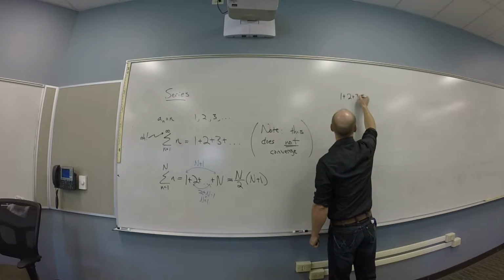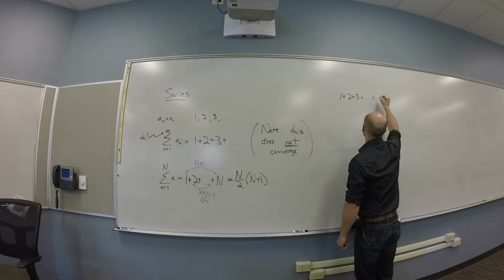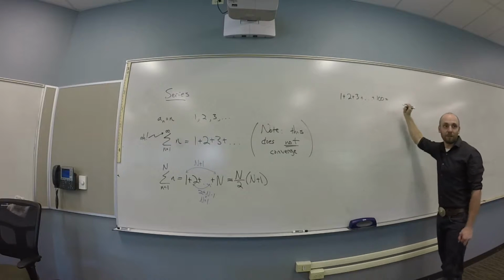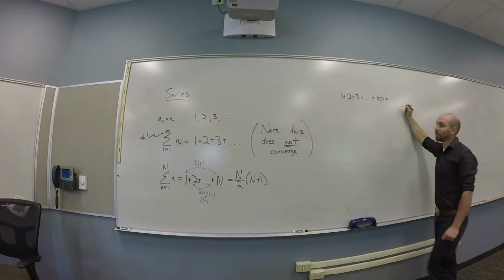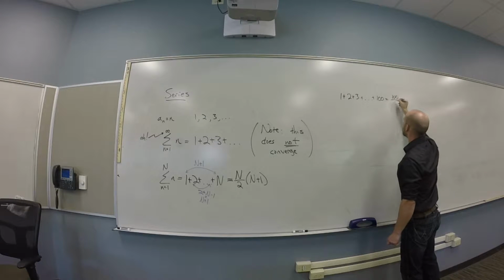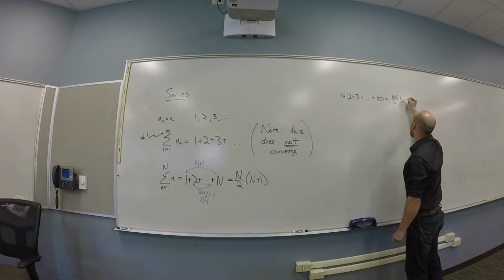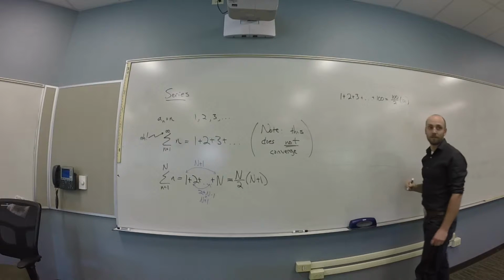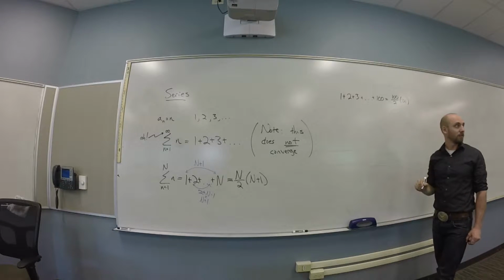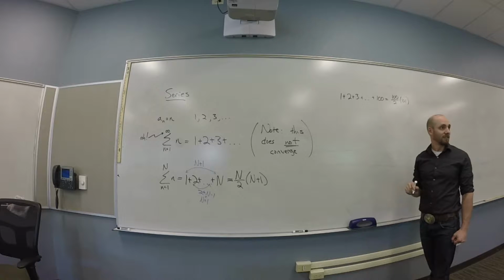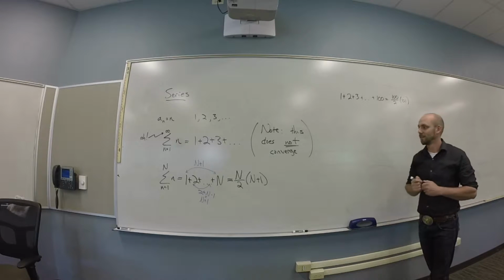1 plus 2 plus 3 plus yada yada plus up to 100 is what? Easy, easy, fast. 100 over 2 times 100 plus 101. Cool, check it out. That was nice. That was very satisfying, easy. Cool. Good. Yes? I'm still kind of lost on how you got that original formula.